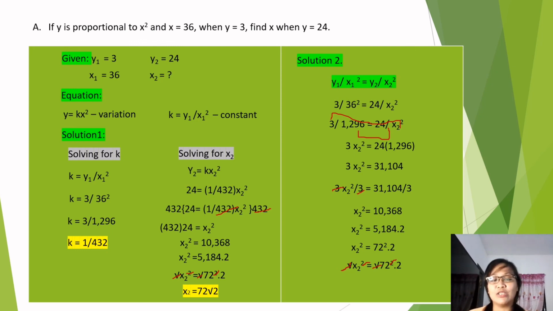So, si 72, since perfect squared siya, ilalabas na natin outside the radical sign, at saka yung remainder or yung hindi perfect squared, yung 2, ay nasa loob pa rin ng radical sign. So, we have now x sub 2 is equal to 72 and then square root of 2. Kung nakikita ninyo, pareho sila ng sagot.